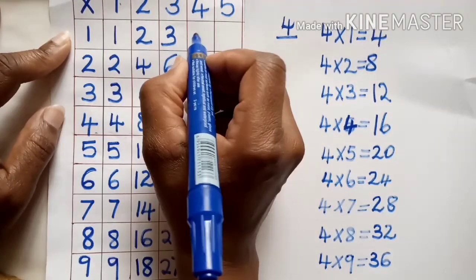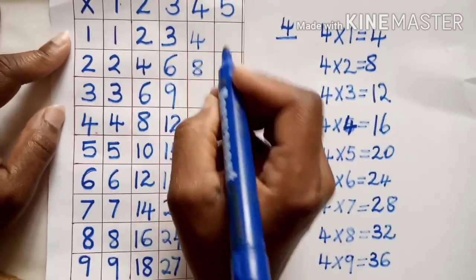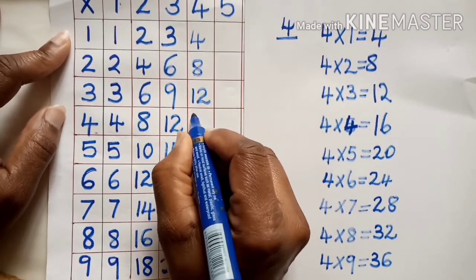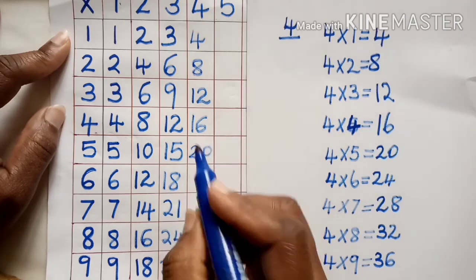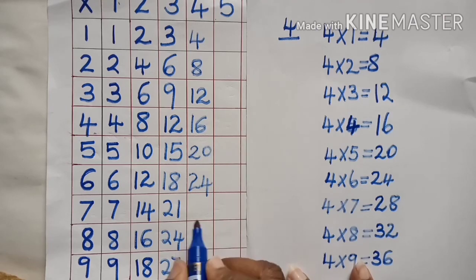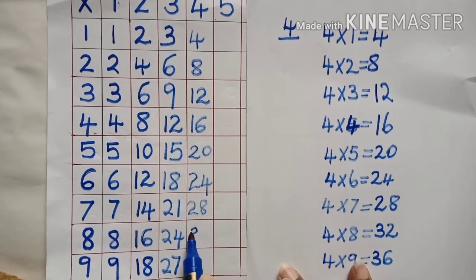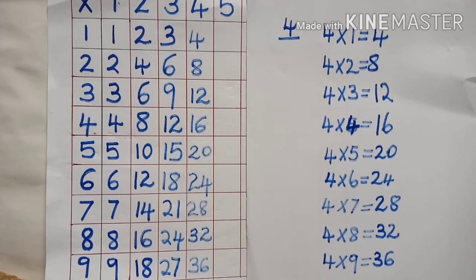So 4 times 1 is 4. 4 times 2 is 8. 4 times 3 is 12. 4 times 4 is 16. 4 times 5 is 20. 4 times 6, 24. 4 times 7, 28. 4 times 8, 32. And 4 times 9, 36. And that is how we got to memorize the multiples of 4.